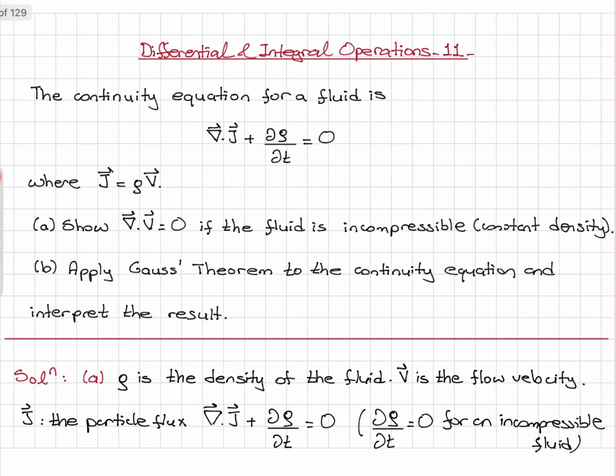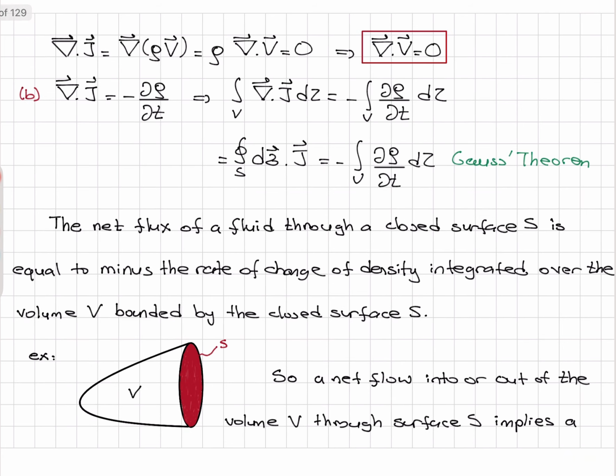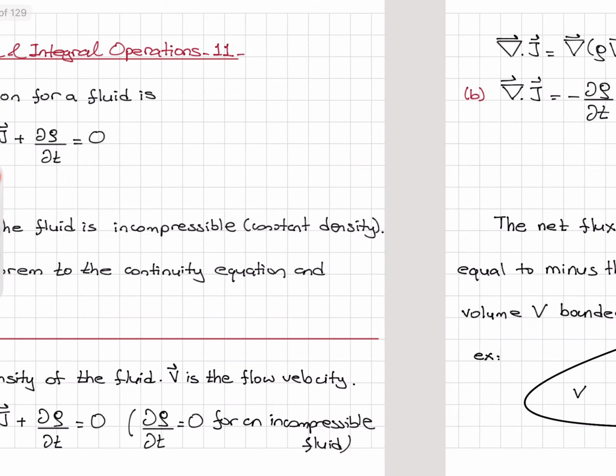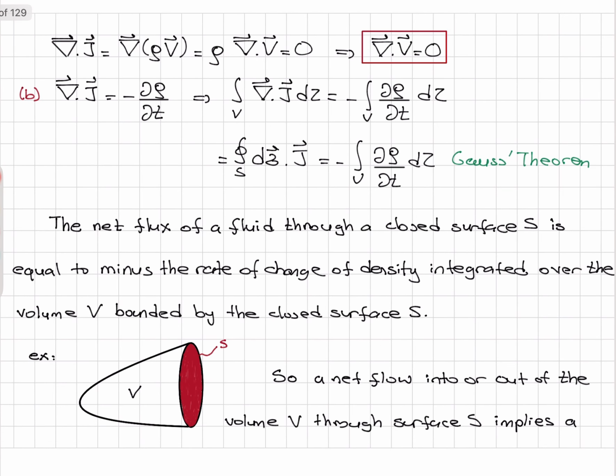All right, so here we are given the continuity equation, divergence of the particle flux plus the time derivative of the density is equal to 0, and J is equal to rho times the fluid flow velocity V, and del rho del T is equal to 0 for an incompressible liquid, which means divergence of V is 0. Why? Because divergence of rho V, which is rho times divergence of V, must be 0. This term is 0. That's what we find in part A.